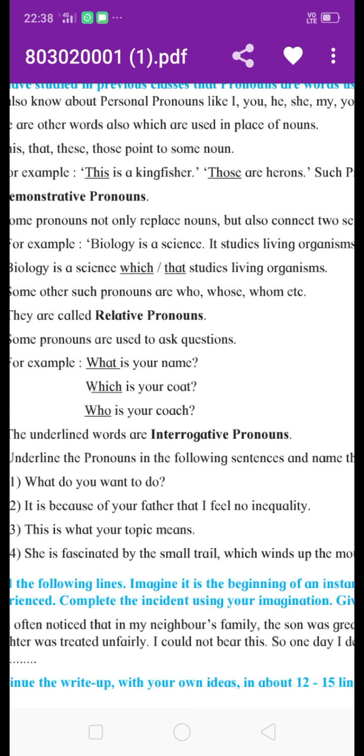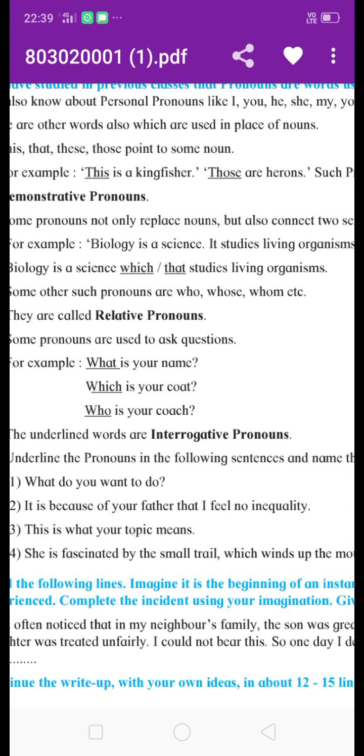Or for example, that was a wise idea. Here, that is a demonstrative pronoun. Or next, this is not a genuine matter. Here, this is a demonstrative pronoun.